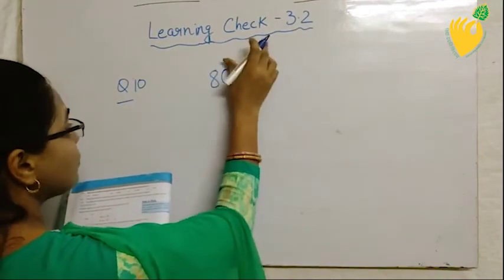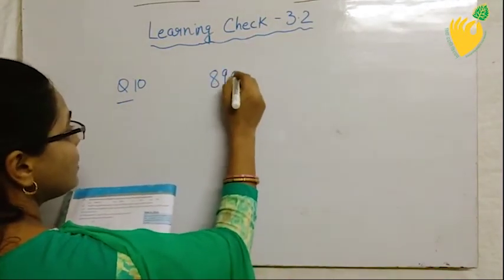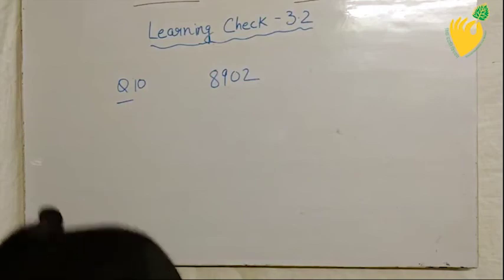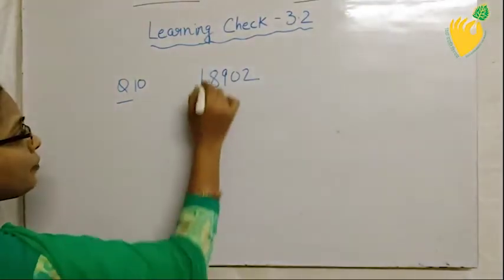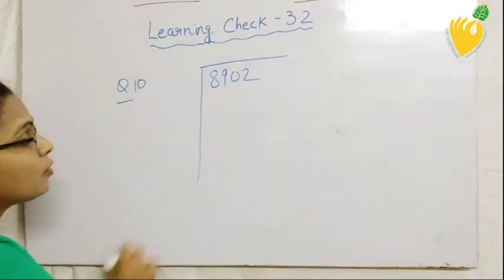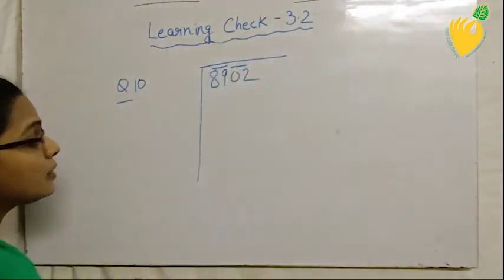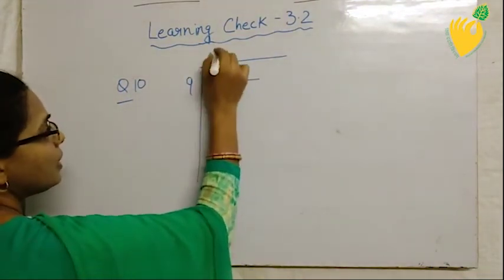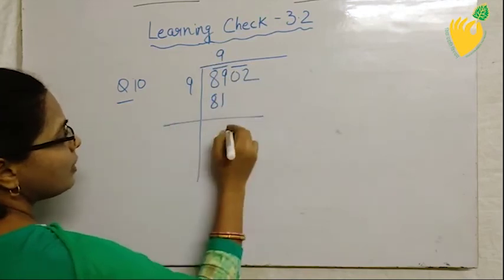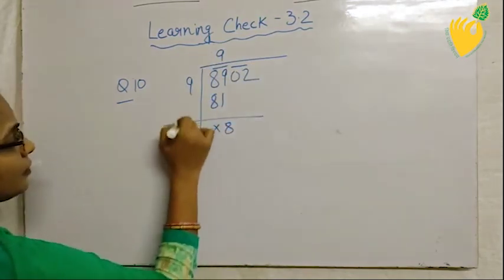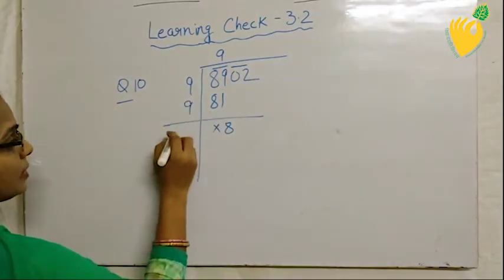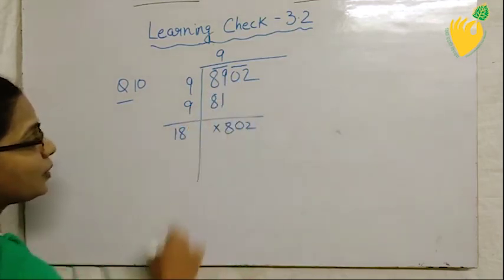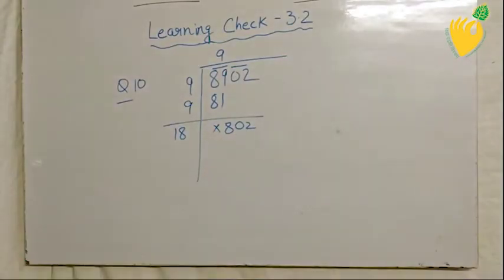So that the sum becomes a perfect square. What you have to do, students, you will first find the square root of this number using the long division method. How many times will 9 go? 9 9 ja 81. 9 minus 1 is 8, and we simply add the same digit, the digit at the unit place. It will be 18, and we'll note down the next pair, that is 02.